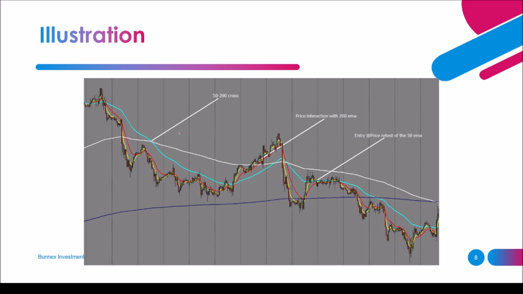In this particular case, we can see the first step is to see the 50 EMA in blue crossing the 200 EMA in white. Then after that, we need to see price interaction with the 200. Then after price interaction, we need to see the 13 in red and the 50 EMA crossing over, and then a pullback to the 50 EMA. That is where we will actually get into the trend, right?